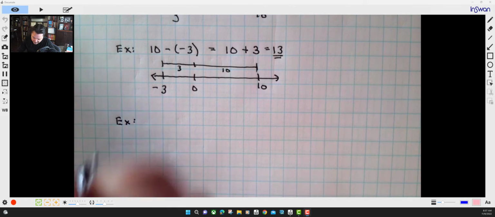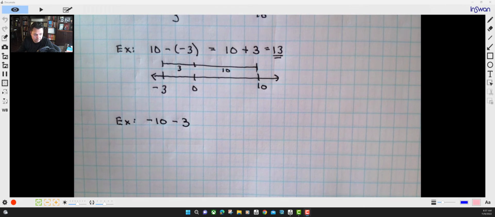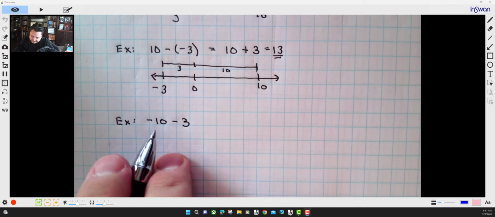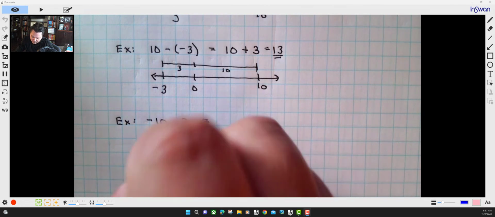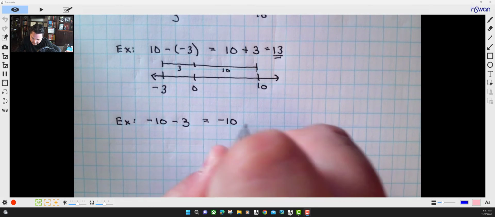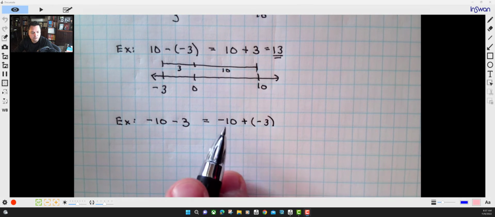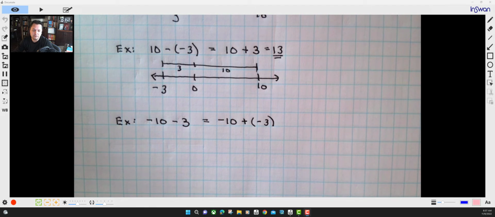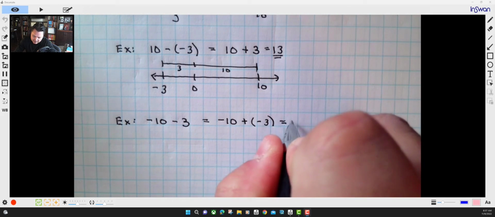So what if we have negative 10 minus 3? Okay. Well, again, I'm going to think about this as plus a negative. So I'm going to think about subtraction as adding the opposite. So I've got negative 10 plus a negative 3. So if I owe you $10, and then, man, I don't have any money for lunch, and so you lend me another $3, at the end of the day, I still owe you $13.